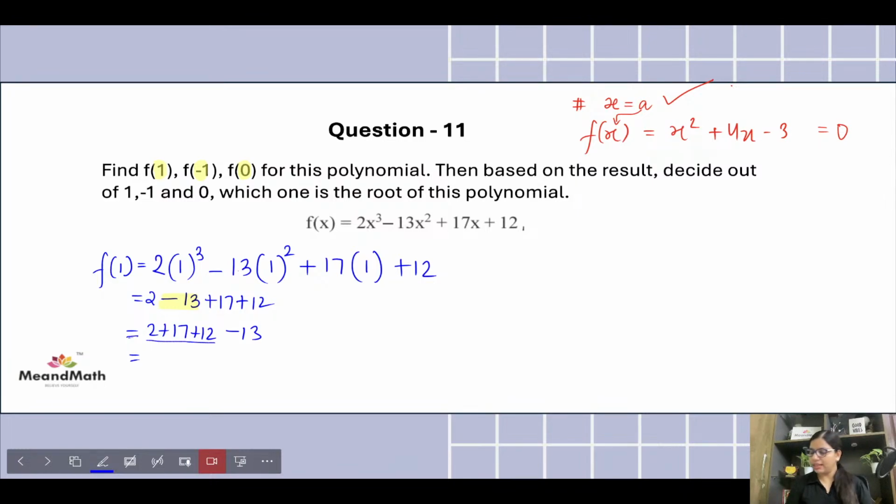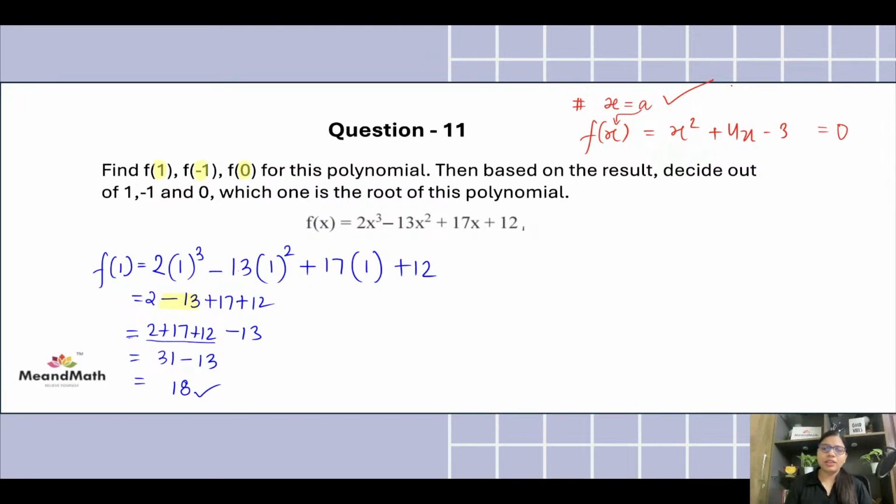What do we get if we add them up? Just quickly add. 17 plus 12 is 29, plus 2 is 31, take away 13. 31 take away 13, well, it gives 18. Yeah, very good. Both are correct, Nabil and Janvi. f(1) is giving you 18.